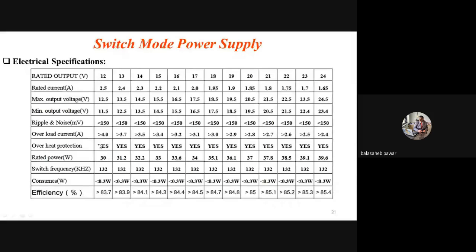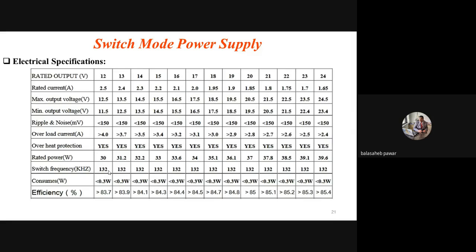Then the switching frequency, that is, whatever switch is used, at what frequency that switch gets switched, and that is 132 kilohertz. Remember this one. So you will understand over here that the switching frequency in SMPS is mostly kept at a high value.